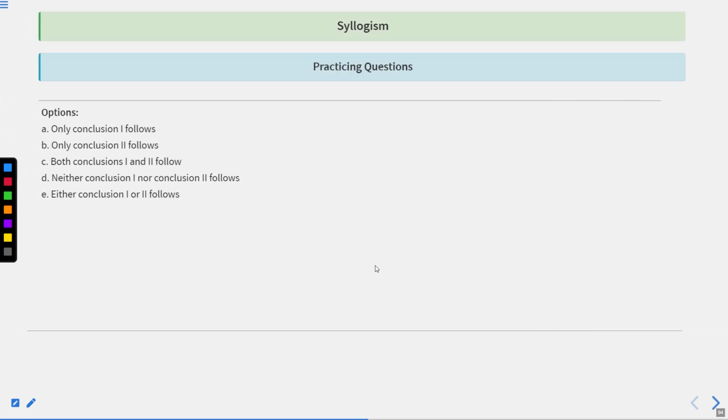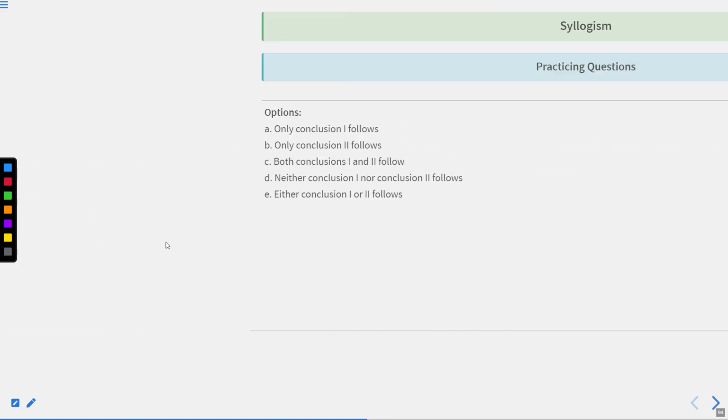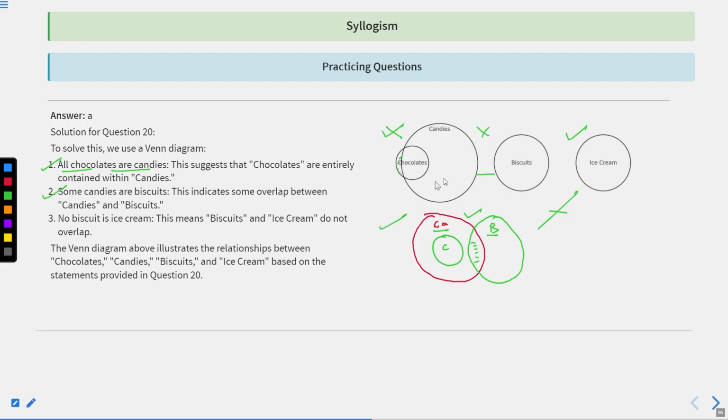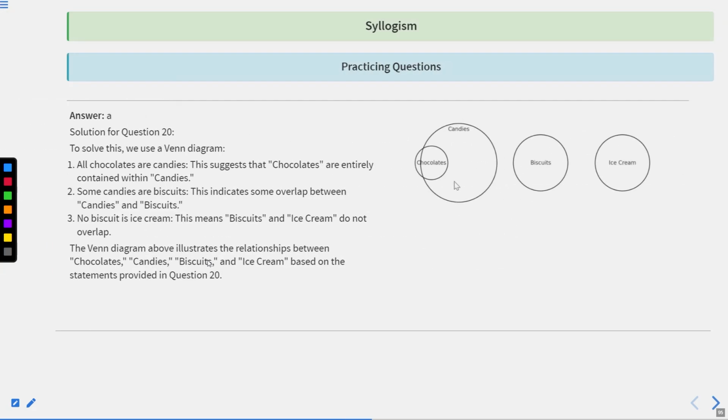So the first statement says that some chocolates are not ice cream. Yes, this statement is absolutely true because there is no relation between chocolates and ice cream. So the first statement seems to be correct. The second statement says all biscuits being chocolate is a possibility.